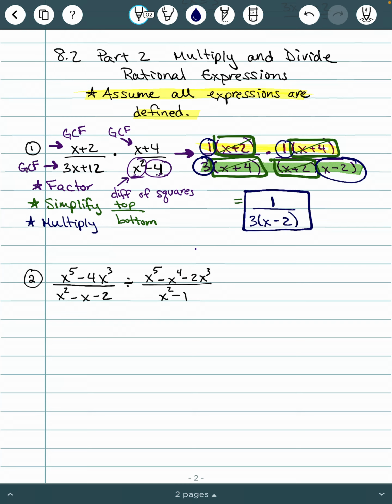All right, when you're dividing, there's only one thing that we need to remember first. And it's the same when you're dividing normal fractions as it is when you're dividing fractions with variables. We have to flip the second fraction and multiply.